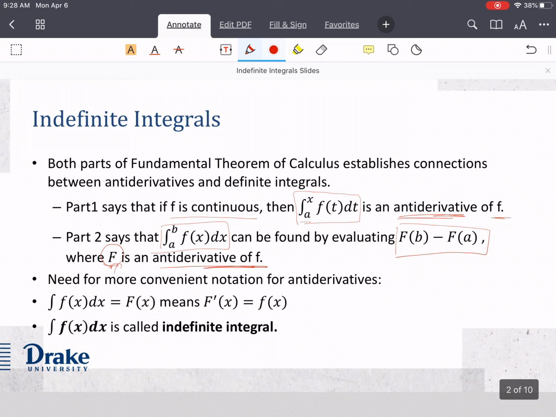And since the relationship between antiderivatives and integrals is given by the Fundamental Theorem of Calculus, we use the notation integral of f of x dx for antiderivatives, because this is the same thing as capital F of x, and it means the derivative of capital F, the derivative of the antiderivative, is the same thing as the function itself. For this reason, we'll introduce integral f of x dx, and we call it the indefinite integral.